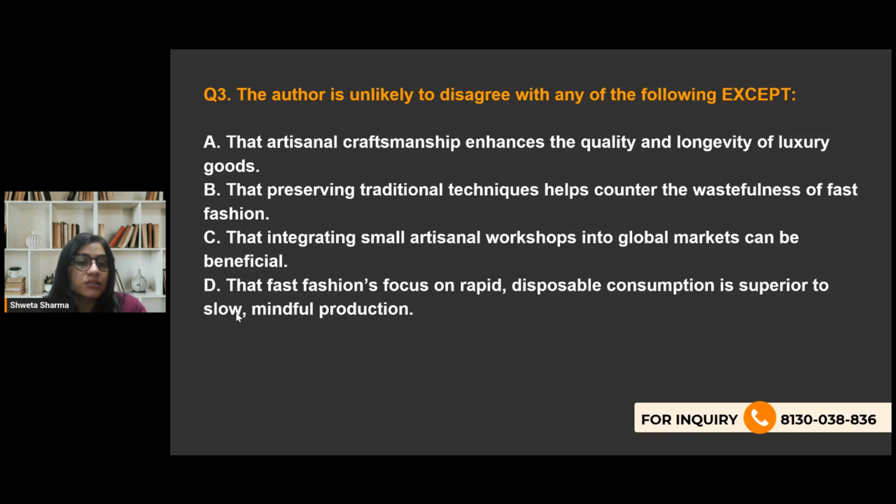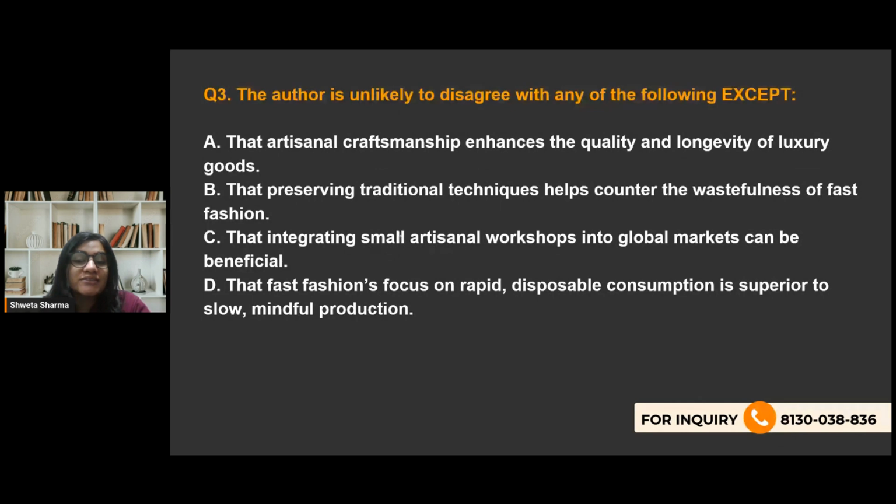So, here again, it is basically referring to something which the author is unlikely to disagree with, right? Except. So, whatever you feel that the author is agreeing with is anyway not your answer. Is the author disagreeing with this artisanal craftsmanship? Unlikely to disagree, that means he will agree. Or he might not agree, but he would not disagree, right? If he agrees or if he doesn't touch upon the topic, that's not your answer. If he disagrees, that is your answer. The one which is left is the one where the author disagrees, which has to be option D, that is fast fashion's focus on rapid disposable consumption, which is superior to slow, mindful production.